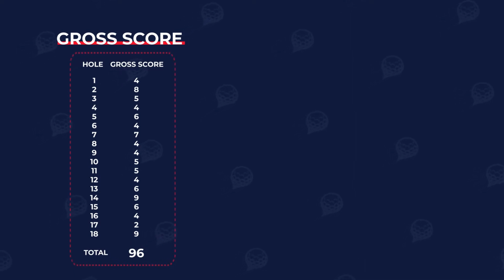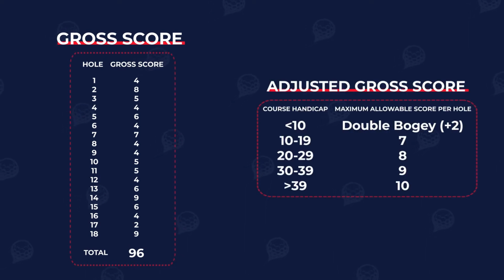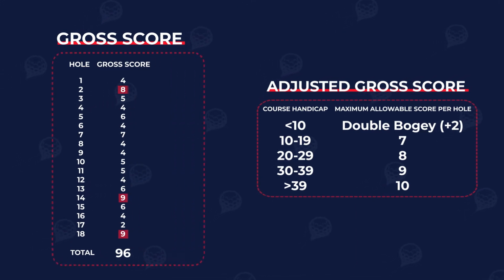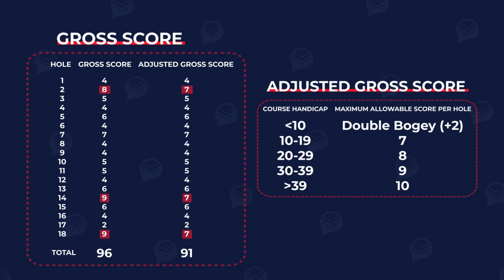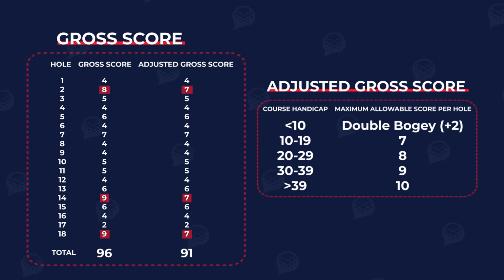If I'm playing at Sri Selangor and my handicap is 15, based on this table over here, the maximum score I can have per hole is 7. That means if you look at my scorecard here, I have an 8 here and I have two 9s here. So I need to minus this 8 to become 7 and minus these two 9s to become 7 as well. So my gross score of 96, minus these 5 strokes, gives an adjusted gross score of 91.